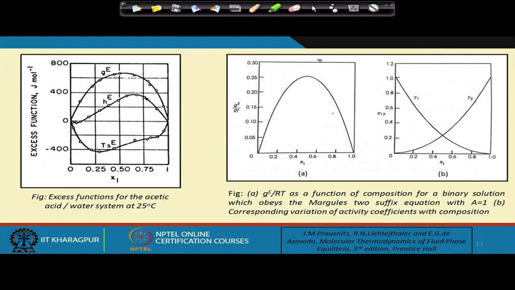So, therefore, with this I conclude this class, and before ending I would like to mention that most of the solutions that we deal with in chemical engineering, solutions of non-electrolytes, can very well be predicted by including 2 to 3 parameters in the Redlich-Kister equation. So, therefore, most of them are solutions of intermediate complexity.